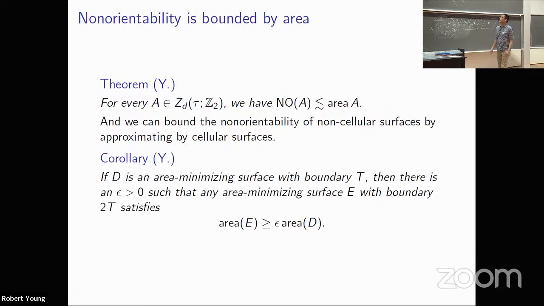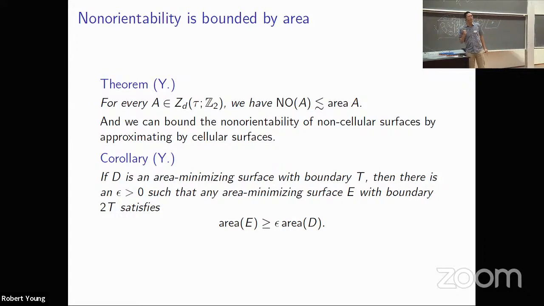I don't want to go into too many of the applications because a lot of them take some terminology to state, but one that's relatively simple to state is this: if you have an area minimizing surface with a given boundary, call the boundary T, then any area minimizing surface with twice that boundary, 2T, has to have area at least epsilon times the area of the original surface.